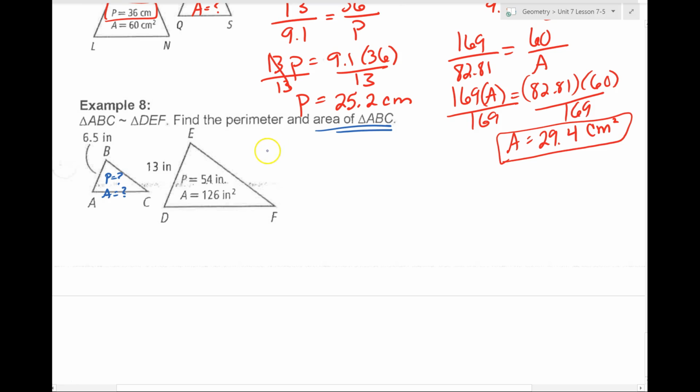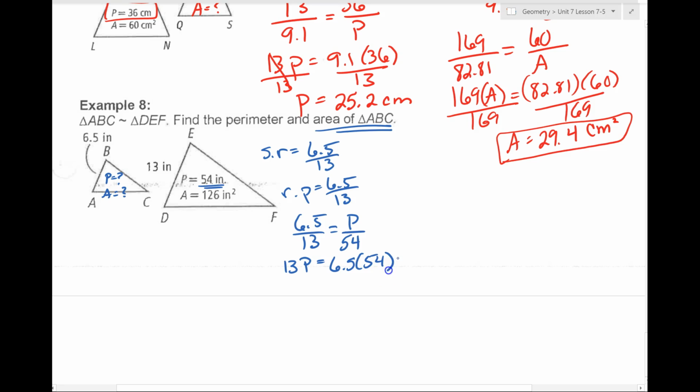Well, what ratio do I know? I know the similarity ratio. It's 6.5 to 13. Well, my ratio of perimeter is exactly the same thing, 6.5 is to 13. So I'm just going to set up a proportion. All right, so I'm going smallest to big. So I'm looking for the perimeter of the small one to the perimeter of the larger one. So it'd be 54. That's why this one came last, because it was the larger value. Cross multiply.